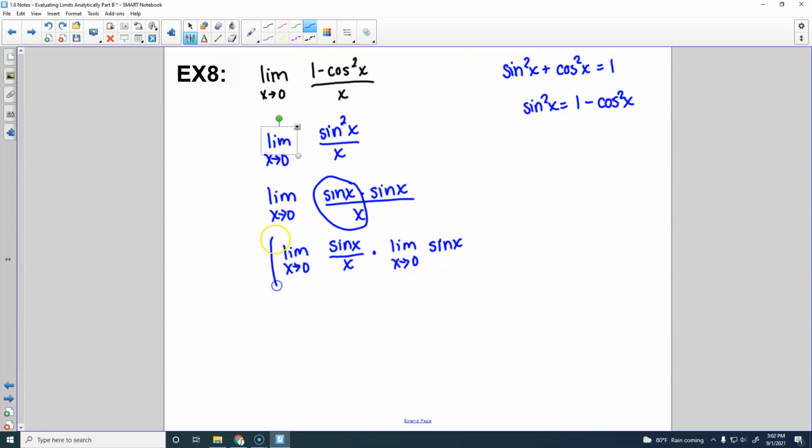And so, this part right here is just 1. And then I'll use direct substitution here. I'll get sine of 0. What is sine of 0 from the unit circle? It's your y coordinate, 0.